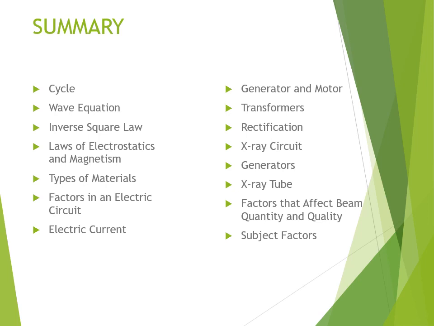In the lesson on radiographic equipment, we went over the term cycle again. We talked about the wave equation, the inverse square law, laws of electrostatics and magnetism, types of materials, factors in electric circuit, the electric current, the generator and motor, and transformers, and then rectification. In part 2, we looked at the X-ray circuit and generators. In part 3, we looked at the X-ray tube. And in part 4, we looked at factors that affect beam quantity and quality, as well as subject factors. And this concludes our lesson on radiographic equipment.